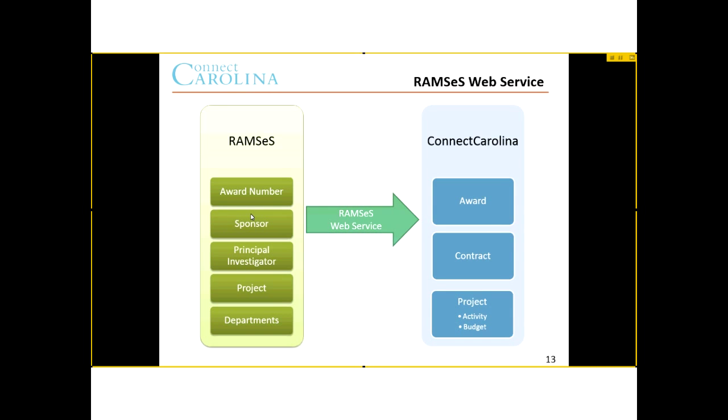The Ramses to ConnectCarolina interface will push all the award information from Ramses into ConnectCarolina and populate the tables in ConnectCarolina. So things such as the award number, the sponsor information, the principal investigator, the project information, and the department information will automatically be populated in ConnectCarolina.